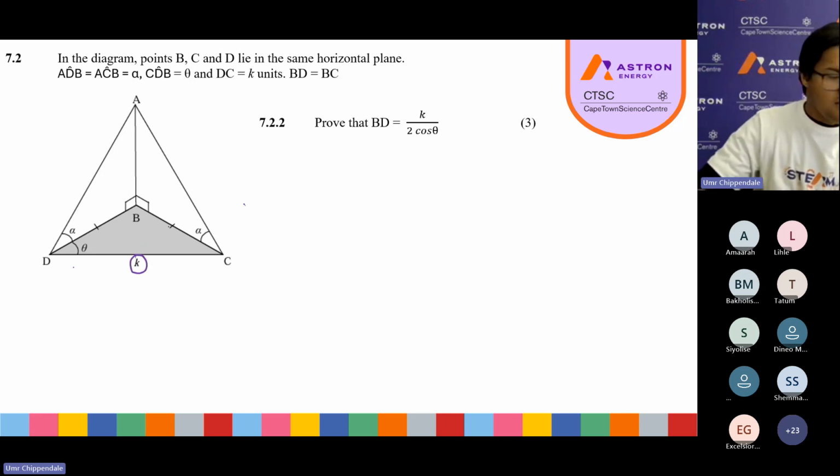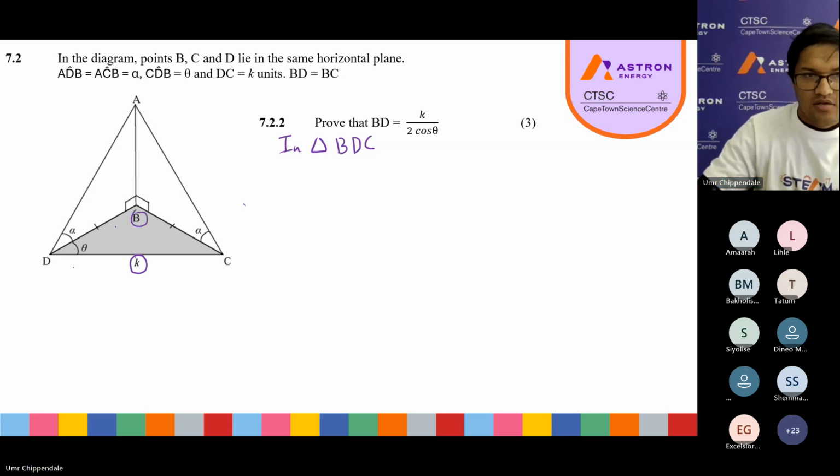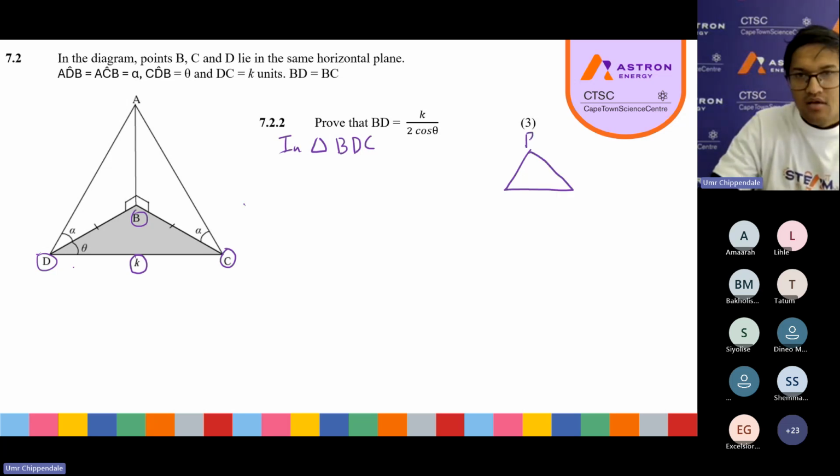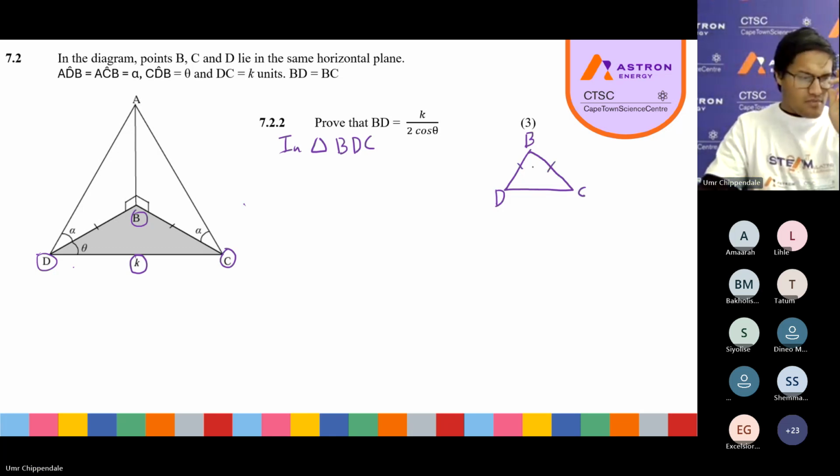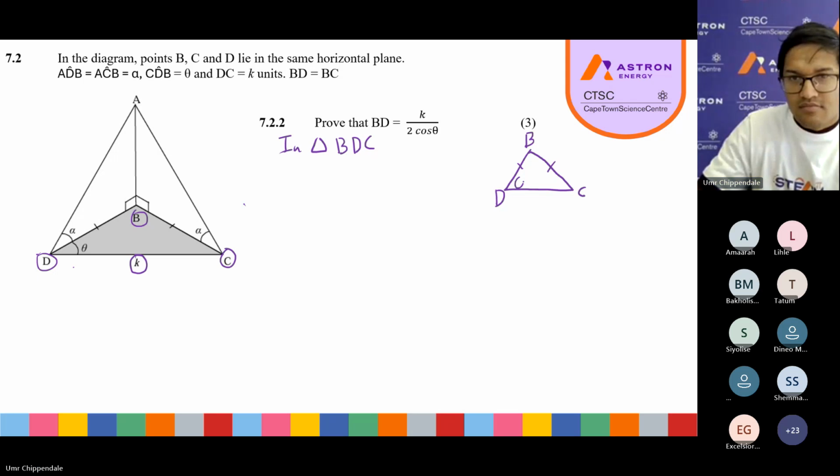That's over here. So here I'll say now in triangle BDC. It's this point, and this point here. We're working in triangle BDC. If you want, I can draw it out for you as well so you can follow along. Here is our B, here is our D, and here is our C. Let's see that this side is equal to this side, and this was our angle theta. Now remember, this is our K over here.